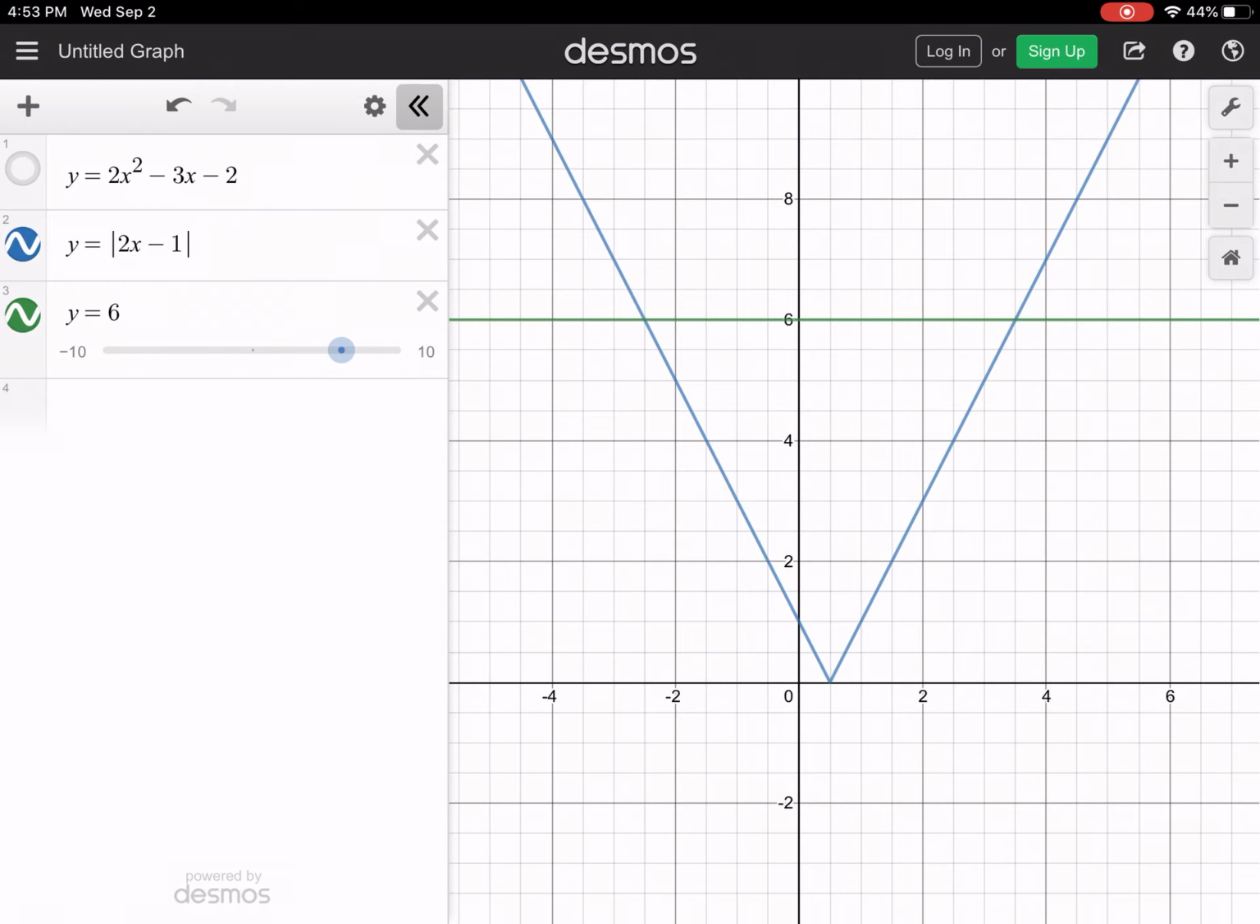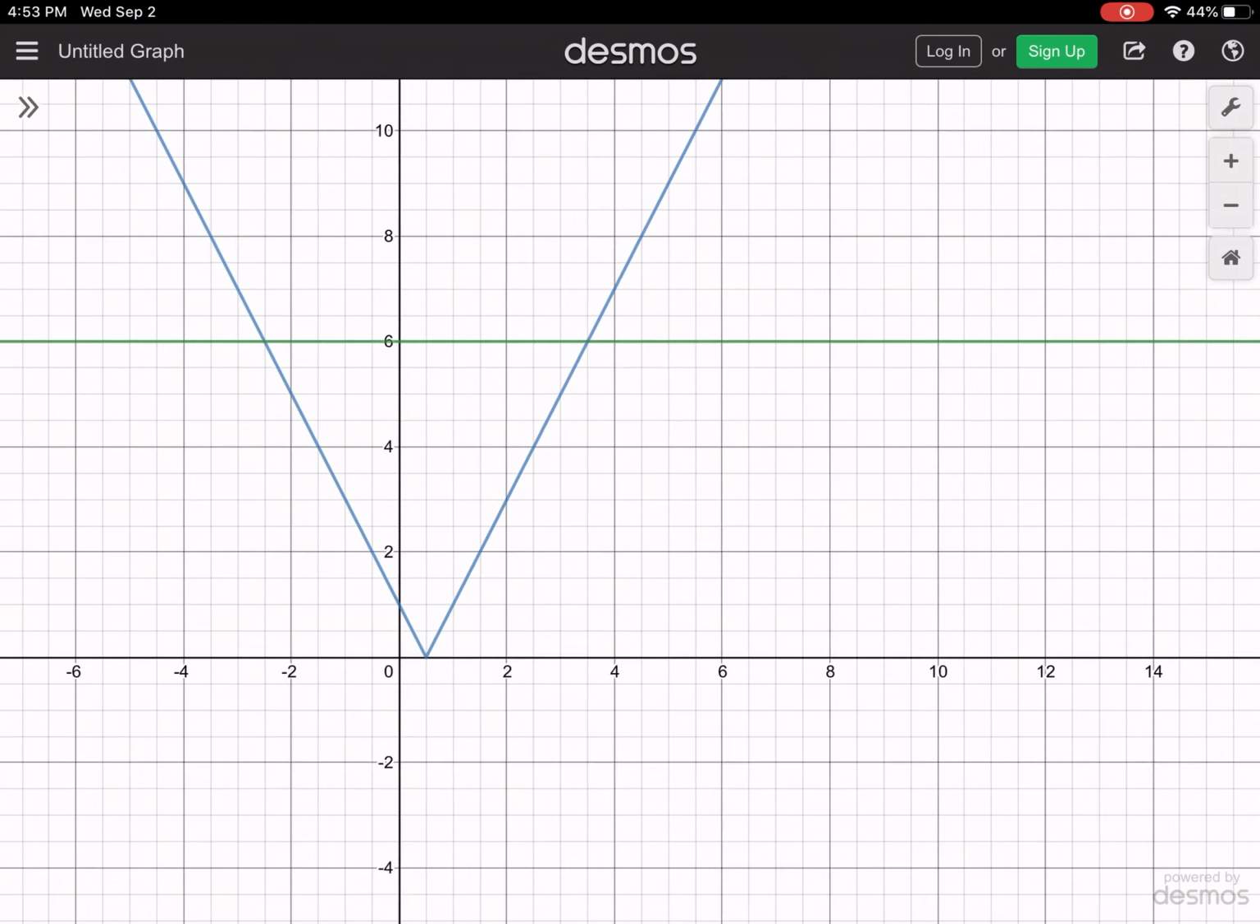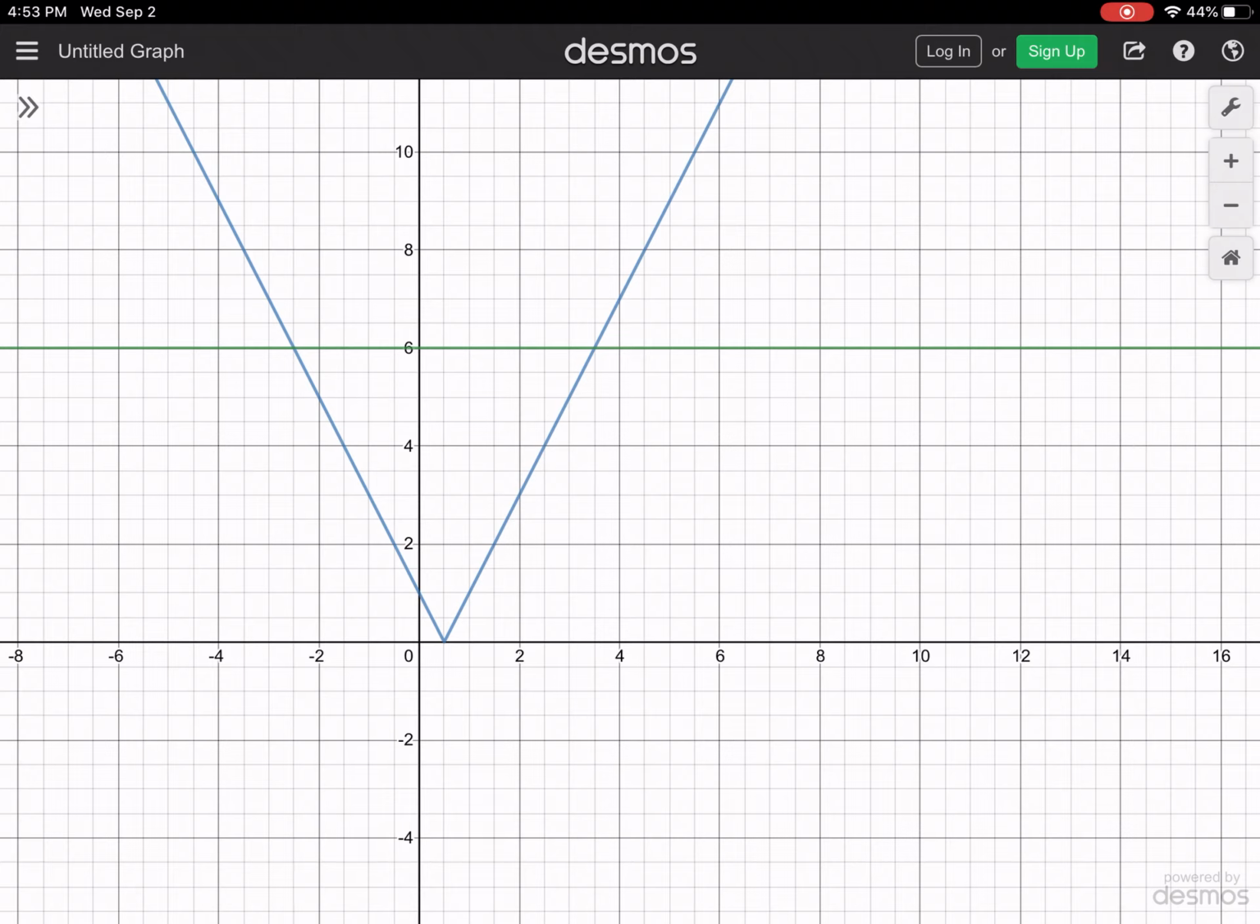So that's why I'm going to look at the intersection points of these 2 functions, and that will tell me where on the absolute value function that it is equal to positive 6. So one of them is being negative 2.5, and another 3.5.